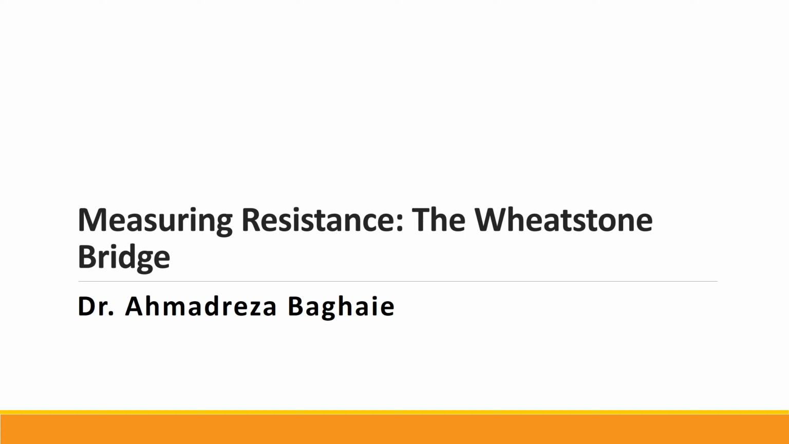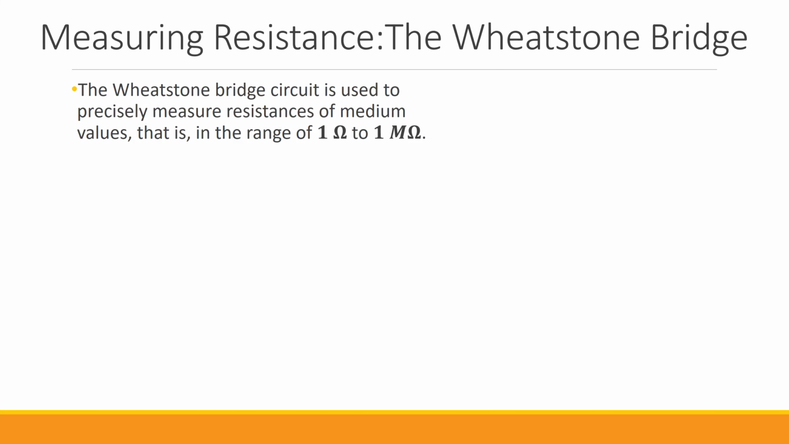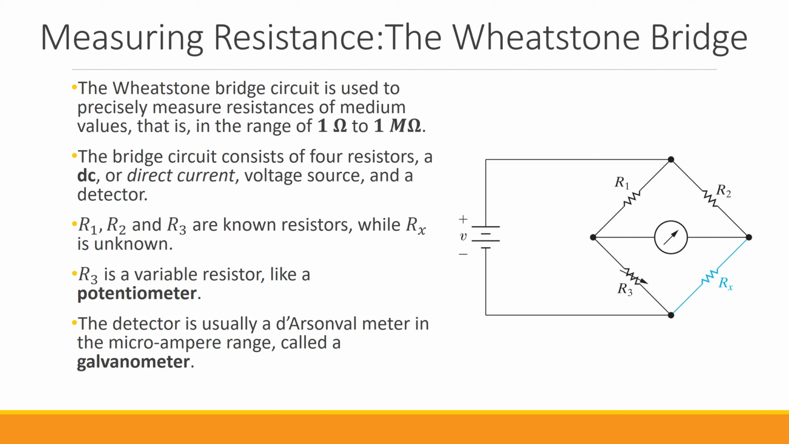In this video, I want to talk about how we measure resistance, or more specifically, I want to talk about the Wheatstone bridge. So the Wheatstone bridge circuit is used to precisely measure resistances of usually medium values, so something in the range of 1 ohm to 1 megaohm. So let's quickly go over the components of a Wheatstone bridge.